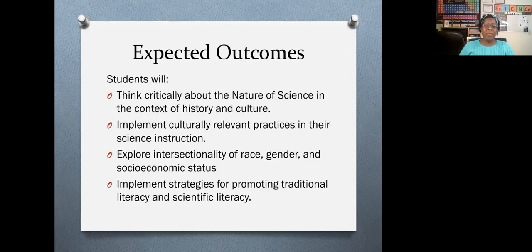And what I would expect to be the outcomes for this action based research would be students would think more critically. Also, I would like for them to think more critically about nature of science. I don't want that to leave, but I do want the focus to be on implementing culturally relevant practices in their science instruction. And also I'd like the outcome to be them exploring the intersectionality of race, gender, and socioeconomic status, as well as implementing strategies for promoting traditional literacy as well as scientific literacy.